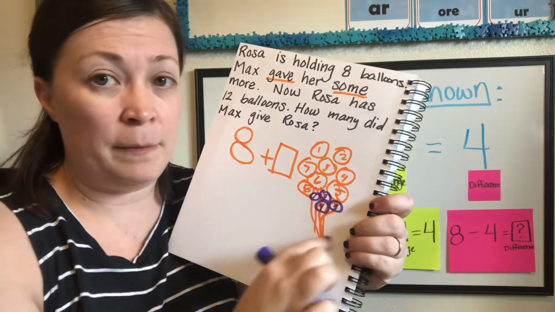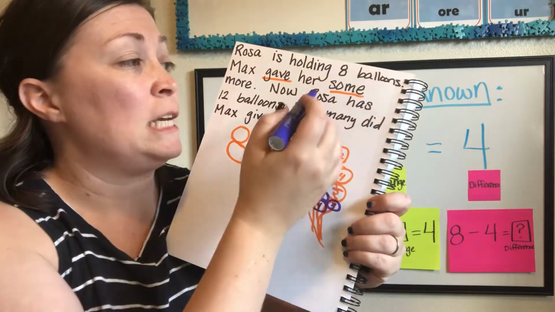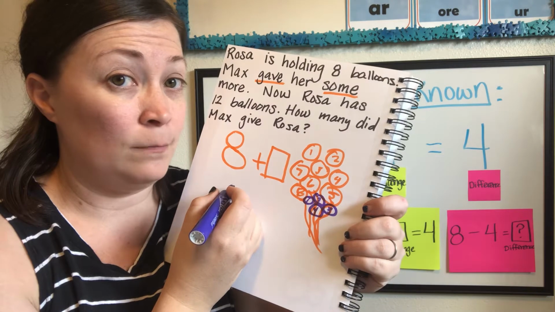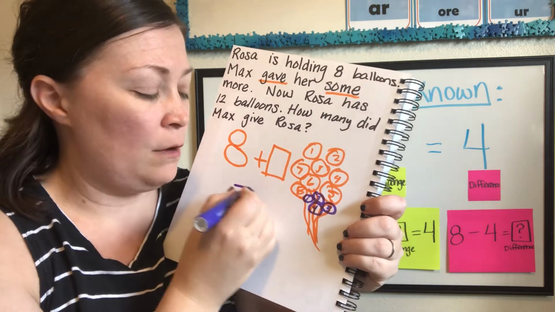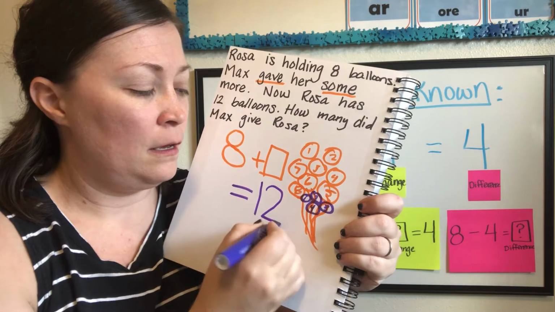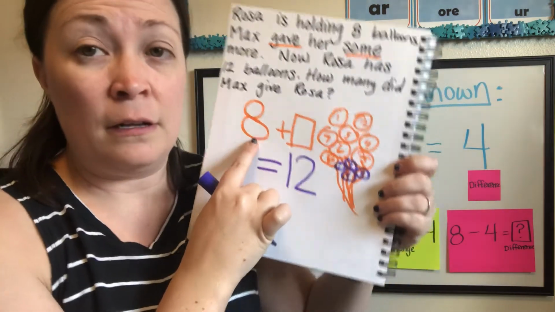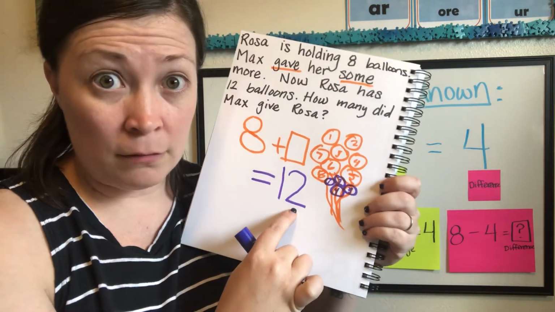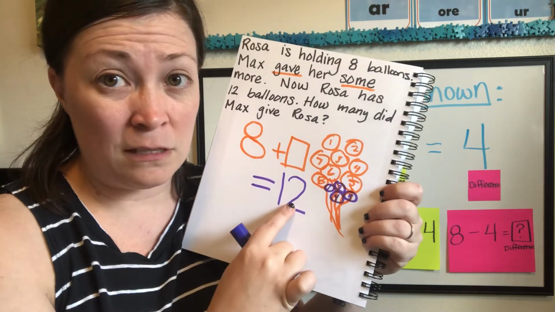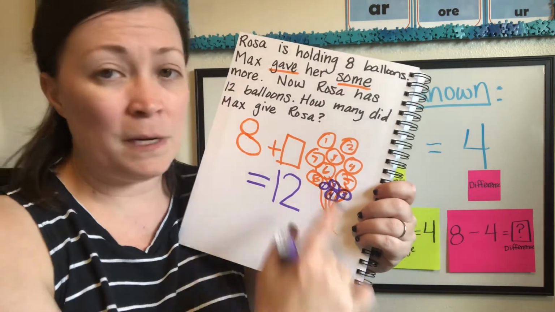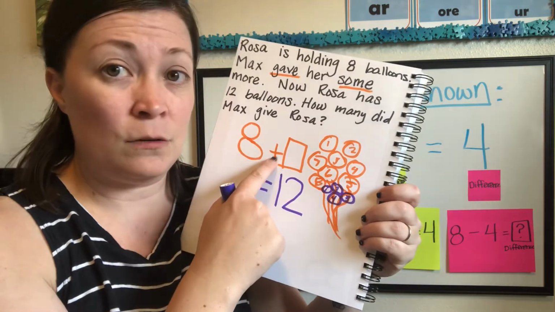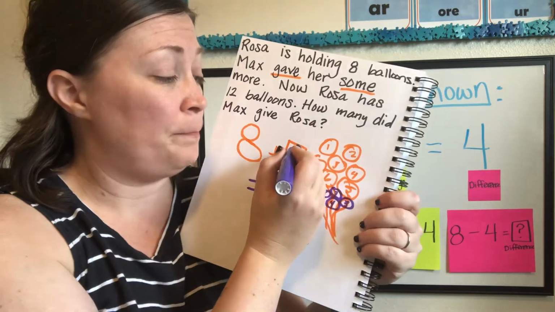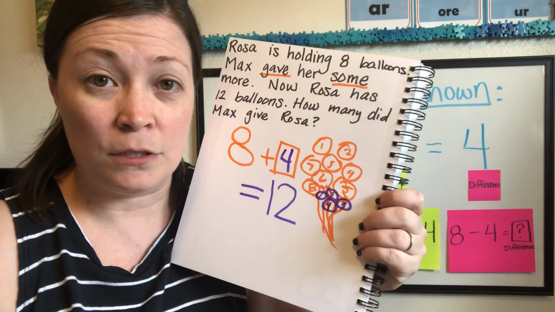So we did our picture. Now let's do our equation. If she now has 12, that's a big clue that we need a symbol right here. What do you think? We need our equal sign. The start number plus the change equals the new number. That's why this is kind of tricky because we're used to finding this number. Now we have to find this one. But look, in our picture we already did. So 8 plus what equals 12? 4. Nice job. 8 plus 4 equals 12.